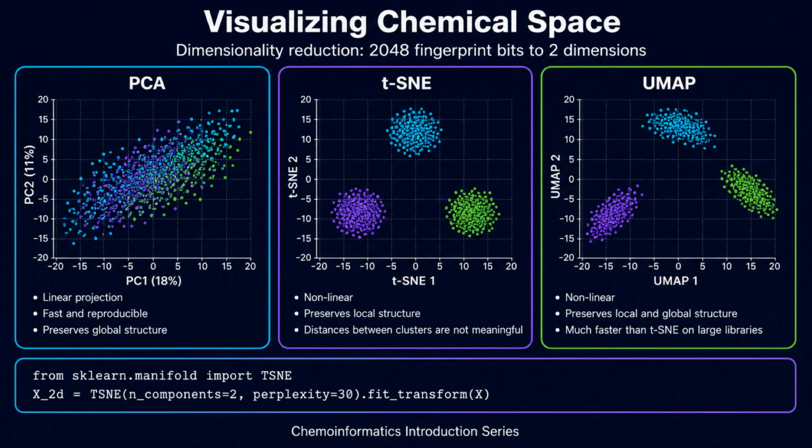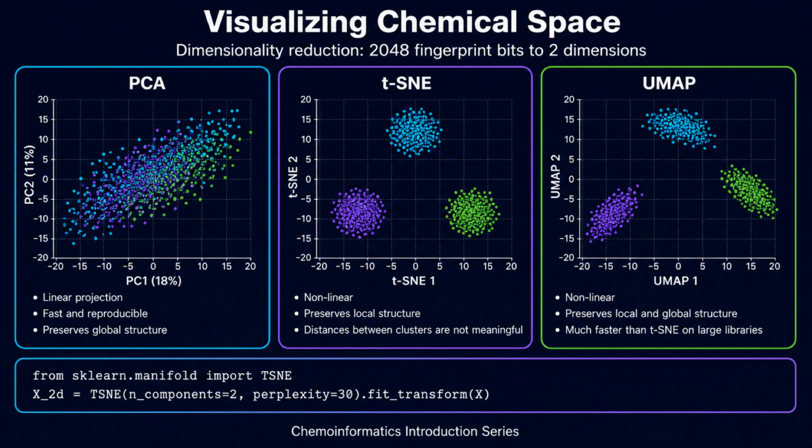With molecules represented as high-dimensional fingerprints, how do we visualize them? We use dimensionality reduction techniques. PCA, principal component analysis, finds the directions of maximum variance and projects data linearly. It's fast and preserves global structure, but may miss nonlinear relationships.